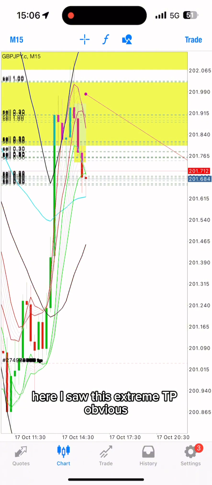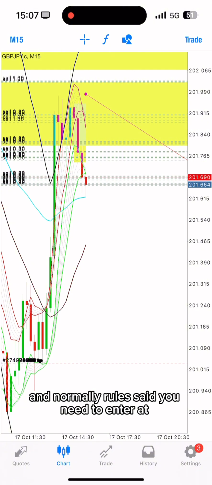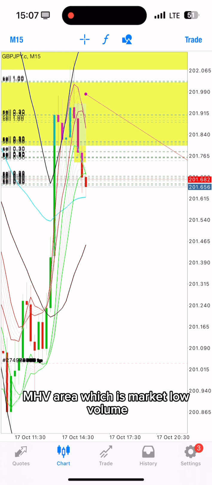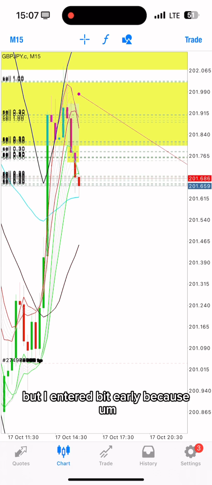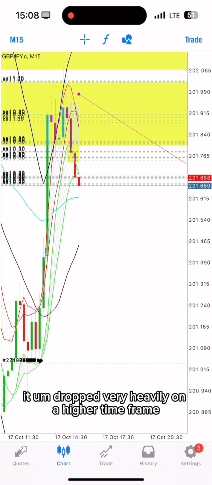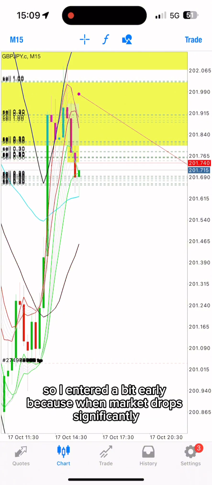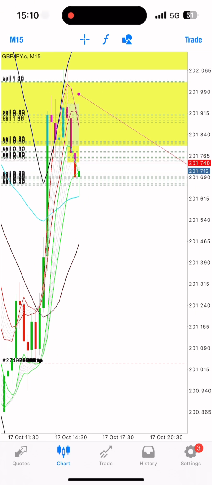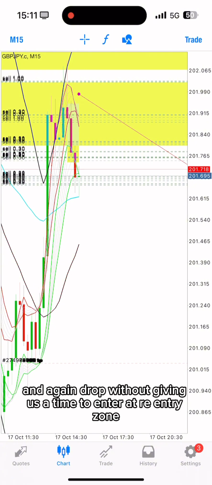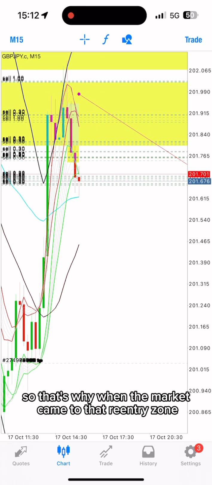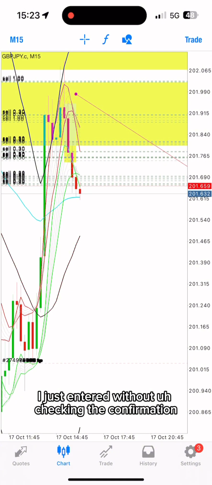Here I saw this extreme TP wajib, and normally the rule says you need to enter at the MHV area, which is market low volume. But I entered a bit early because it dropped very heavily on a higher time frame. So I entered a bit early because when the market drops significantly and comes to the MA510 high zone and again drops without giving us time to enter at the re-entry zone, that's why when the market came to that re-entry zone, I just entered without checking the confirmation.